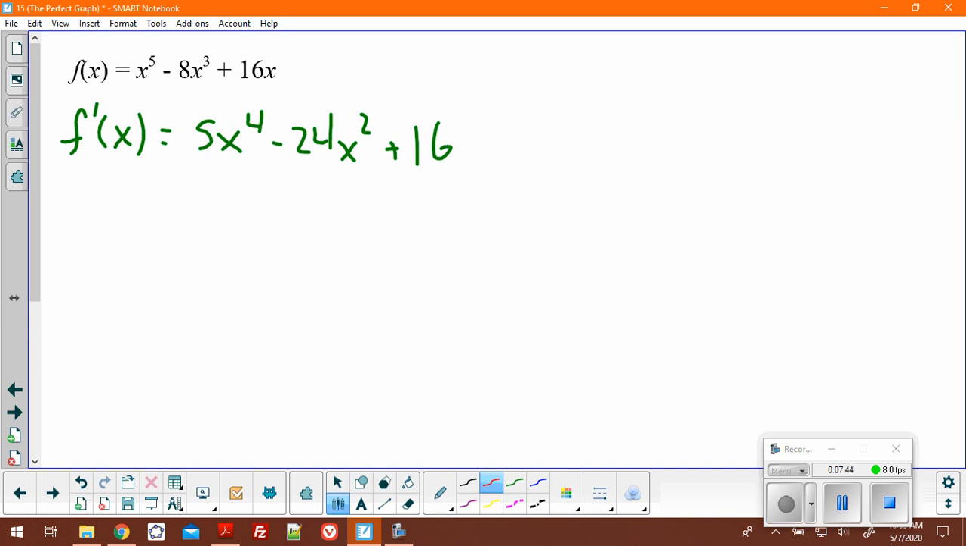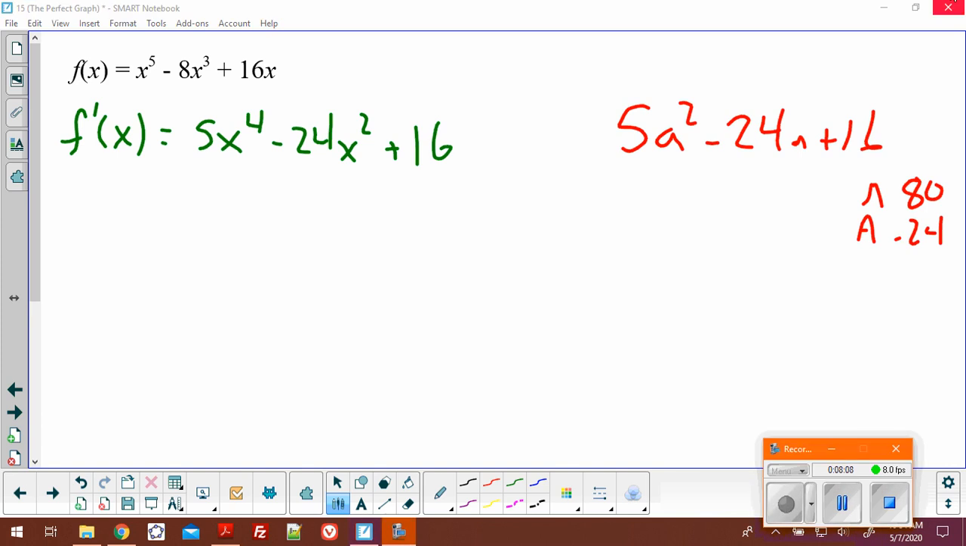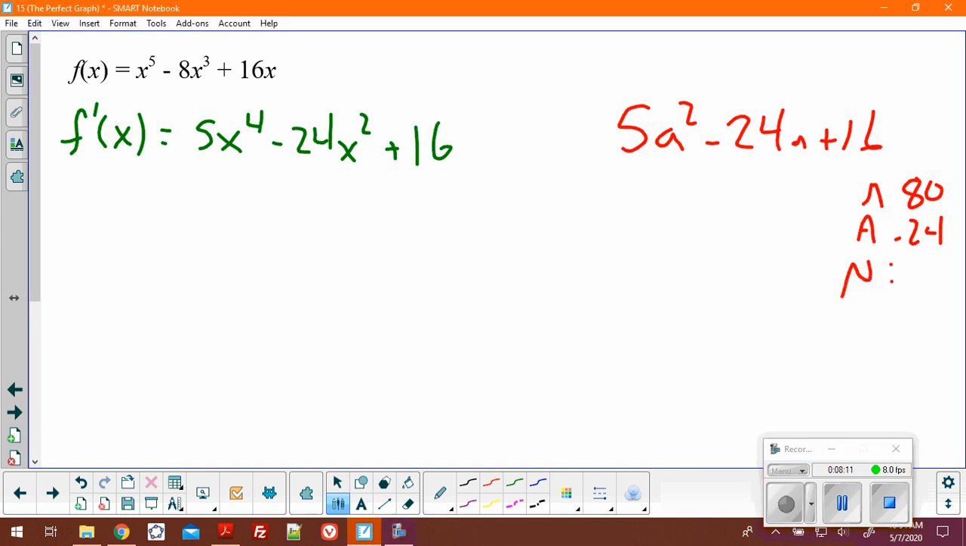Okay, like the last time, this looks like a quadratic, except I have a 4 and a 2. So on the side, you could think of this as being something like 5a squared minus 24a plus 16. So I need two numbers that multiply to give me 80, which is 5 times 16, and add to give me negative 24. Okay, so those numbers would be negative 4 and negative 20.